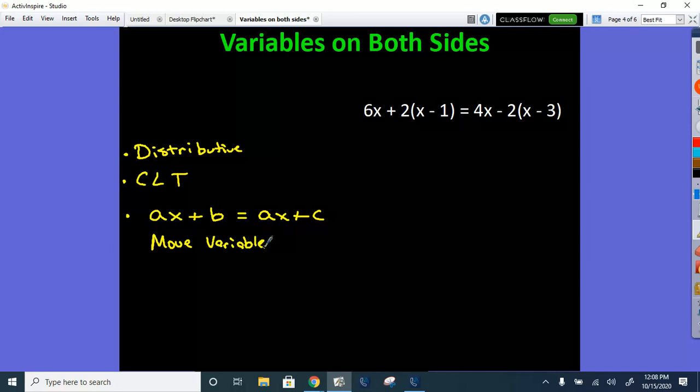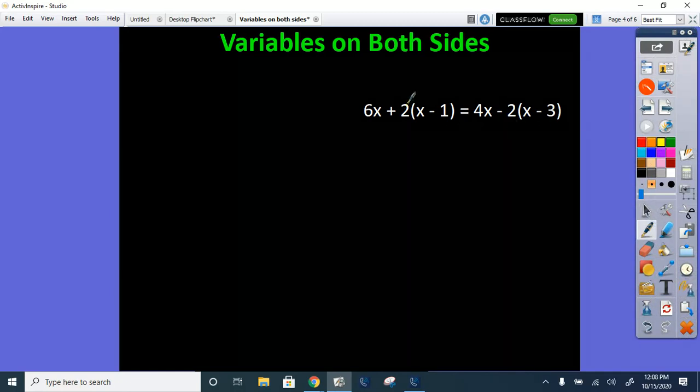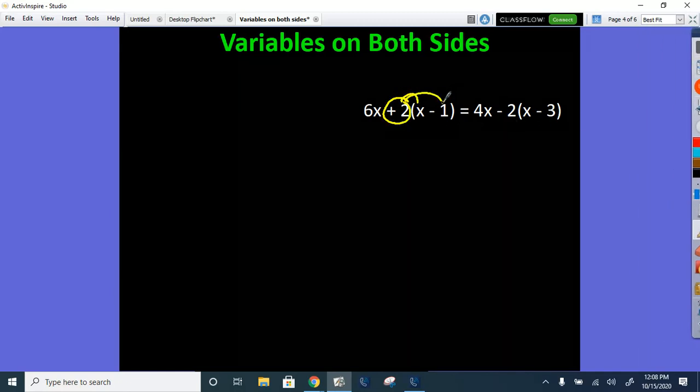I do see some distributive property here. First I'm going to distribute this positive 2 to the x and the negative 1. So that becomes 2x minus 2. I'm going to reproduce the 6x over here. So 6x plus 2x minus 2 equals, with distributive property over here, I'm distributing a negative 2. I drop down my 4x, not changing that. Negative 2 times x is negative 2x. Negative 2 times negative 3 is positive 6. So I took care of distributive property.